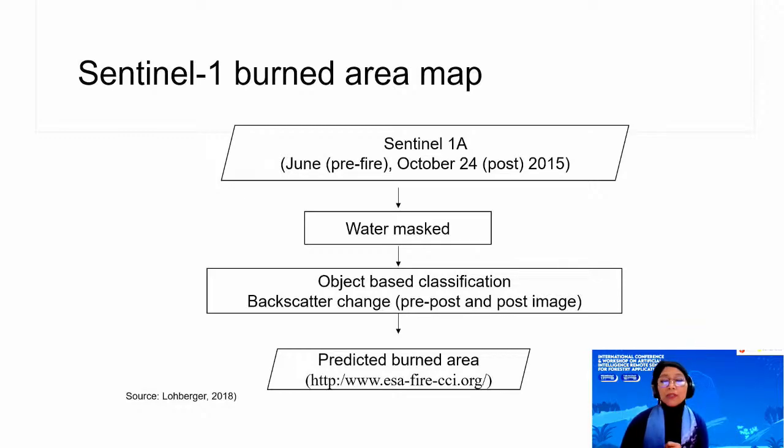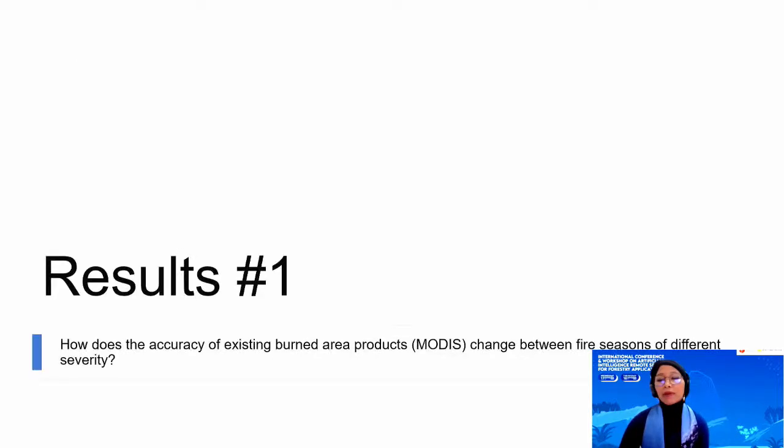So with the first result, next slide, please. How does the accuracy of existing burn area products change between fire seasons of different severity? Next slide.